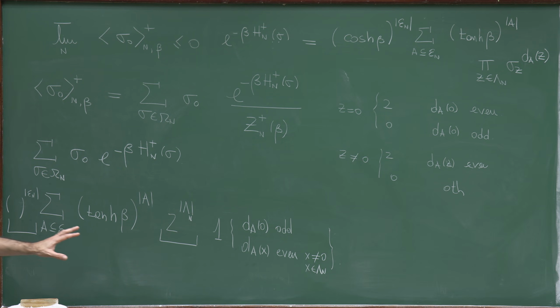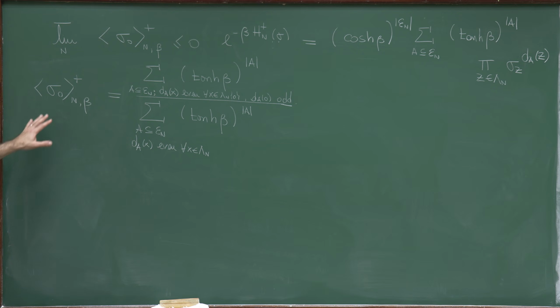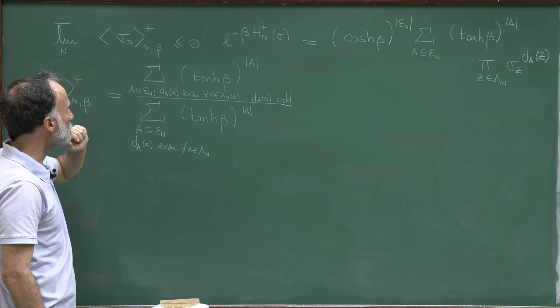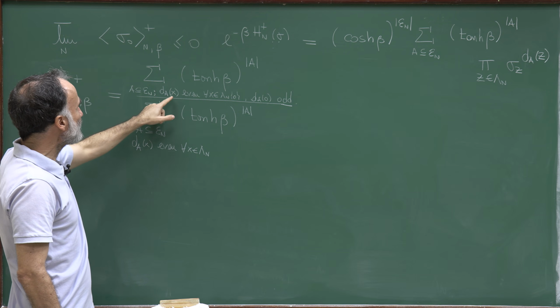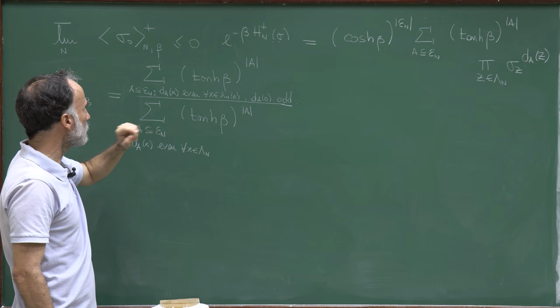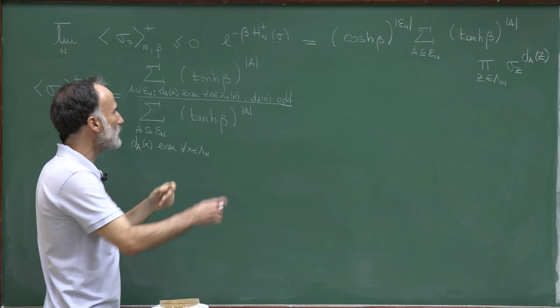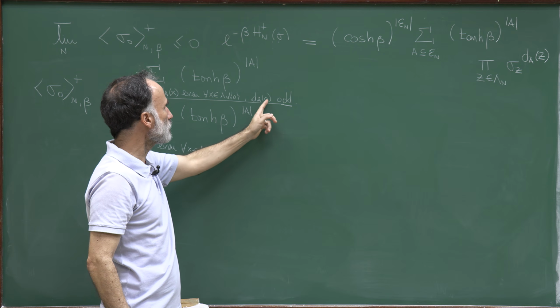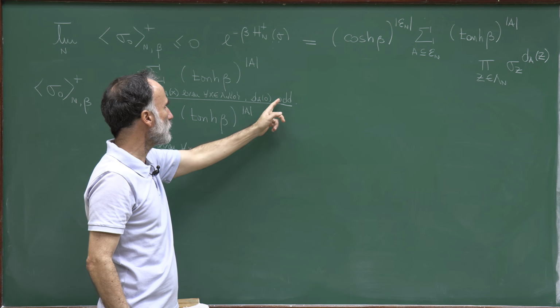So what I will do now is erase everything, and I will just keep a formula for this expectation, a formula which does not depend on sigma anymore, and in which these two factors do not appear anymore. So this is the formula we obtained for this expectation. This expectation is equal to this ratio. Here, I'm summing in the numerator over all subsets A of En, the set of edges, such that dAx, so the degree of x at A, is even for all x in lambda n different from the origin, and dA0, so the degree of 0 at A, is odd.